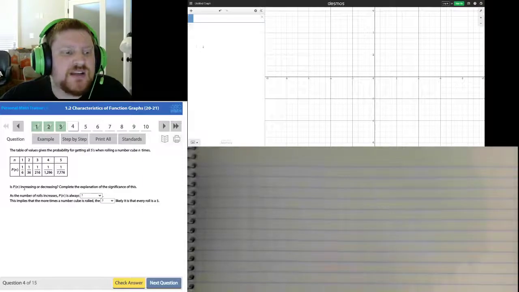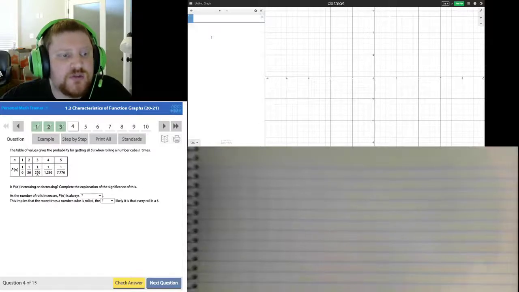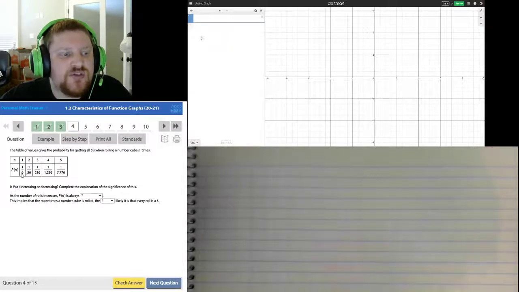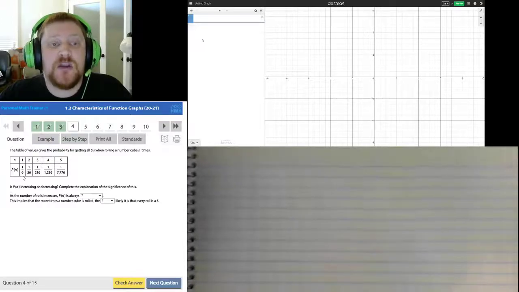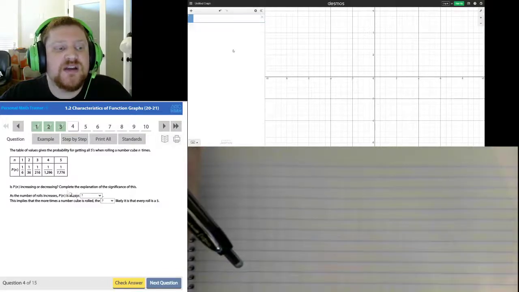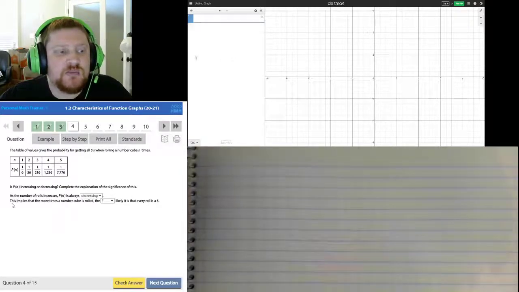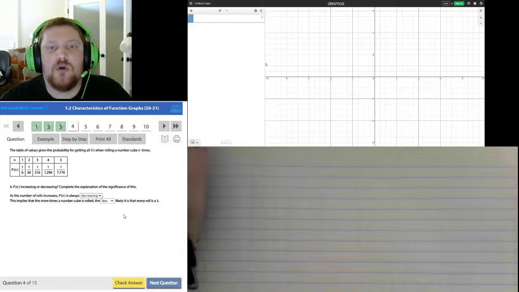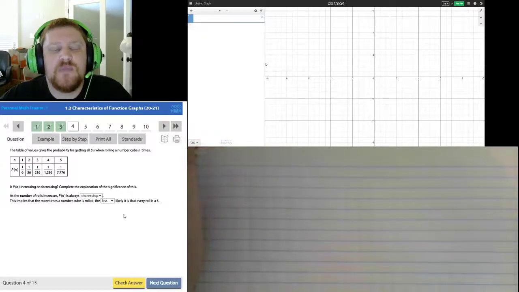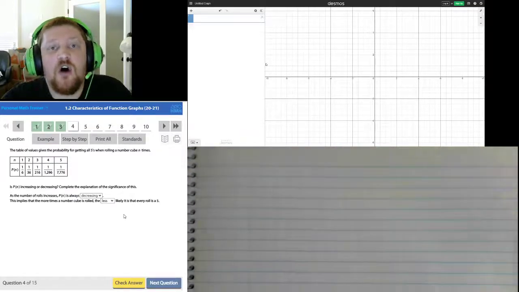So they want us to know, is this increasing or decreasing? Well, 1 over 6, 1 over 36, 1 over 216, 1 over... So the number on bottom is getting bigger while the number on top stays the same. So that means as a whole, it's getting smaller. So as the number of rolls increases, P of n decreases. This implies that the more times a number cube is rolled, the less likely it is that every roll is a 5, which honestly makes a lot of sense. If I have a bunch of dice and I roll them all, not a very good chance that all of them turn up 5.